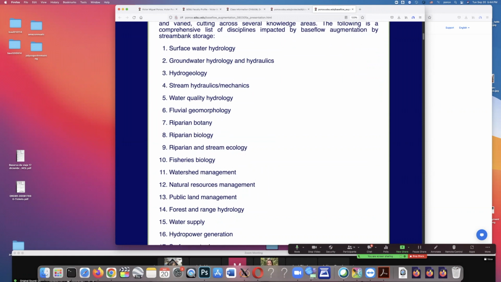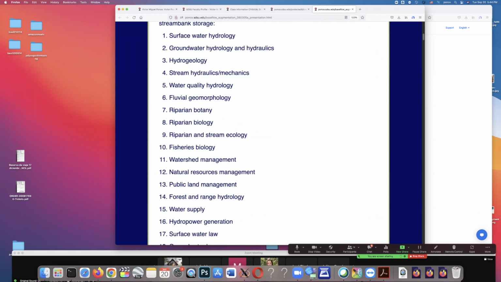Water quality, yes, because water quality is not only related to the stuff that stinks, but also to the sediment. If the water is full of sediment, then the quality is very low. So also related, what we're talking about here related to water quality hydrology. Fluvial geomorphology, that's the geomorphology of the streams. Very important to understand rivers. You cannot understand rivers without having a good knowledge of fluvial geomorphology.